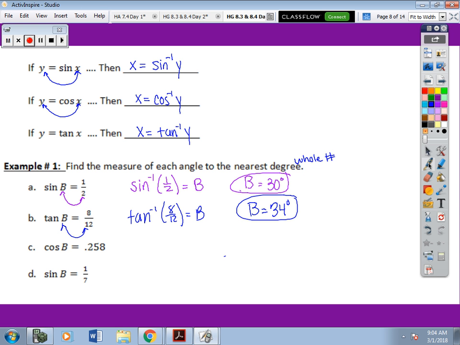So if it's in radian mode, you would get every single question wrong.